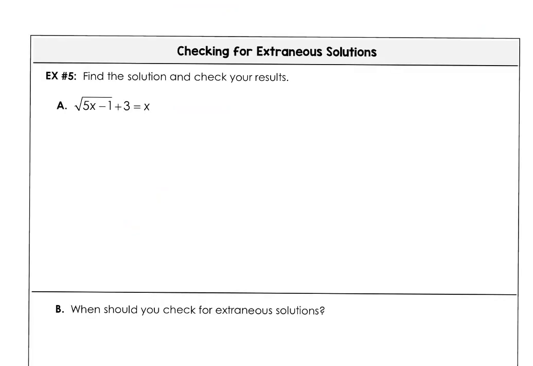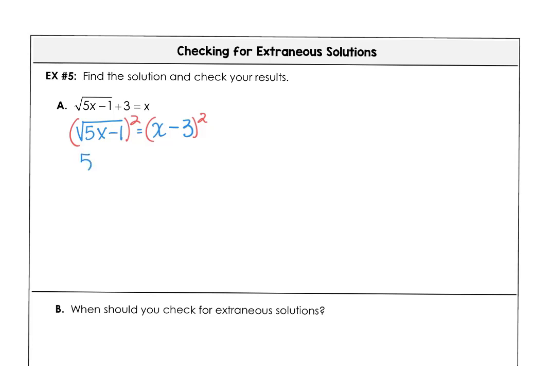Like we saw earlier in the unit, we want to be able to check for extraneous solutions. In example 5, we have 2 issues going on. First, we have a radical, and then we've got a 3, which also has to be isolated over here with the x. Moving that 3 to the right-hand side. If we square both sides, we're going to have the distributive property on the right, and we're going to get rid of the radical sign on the left.